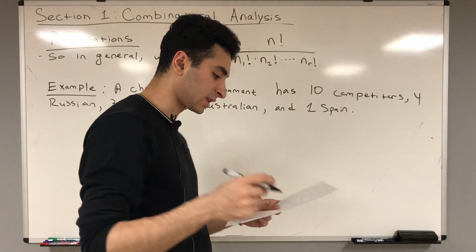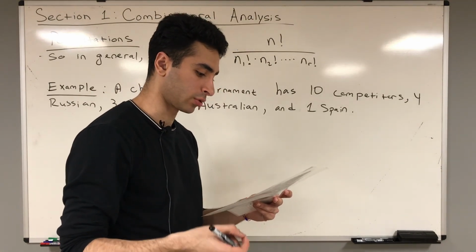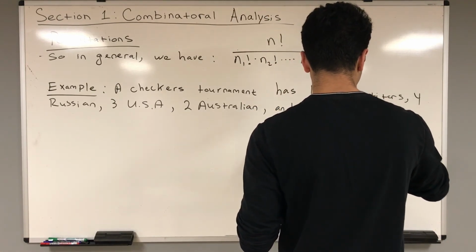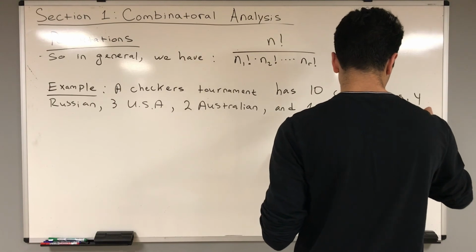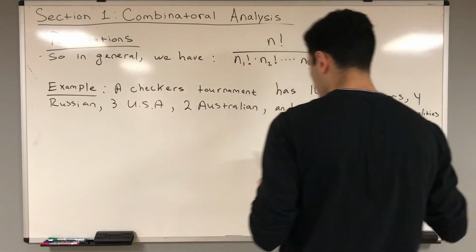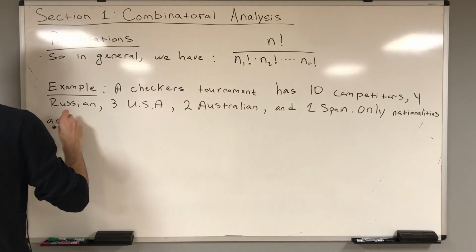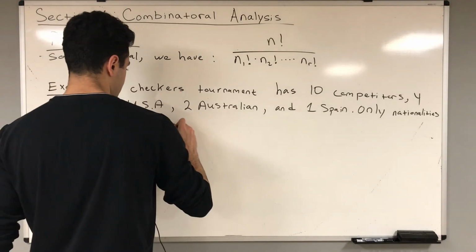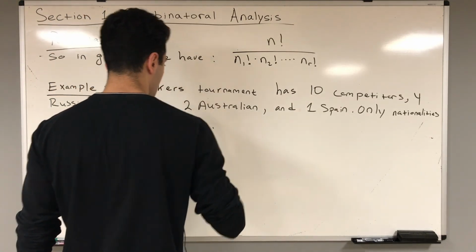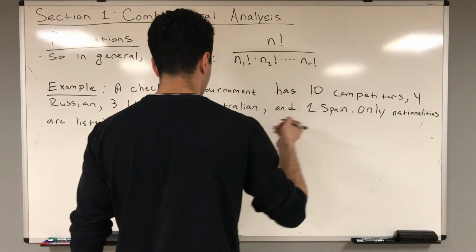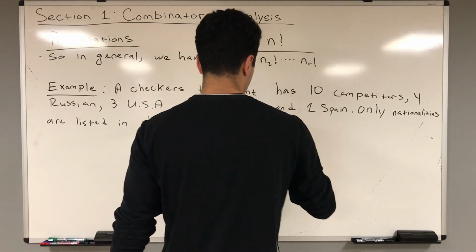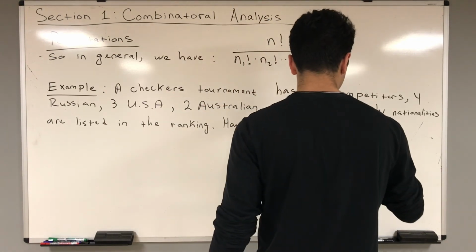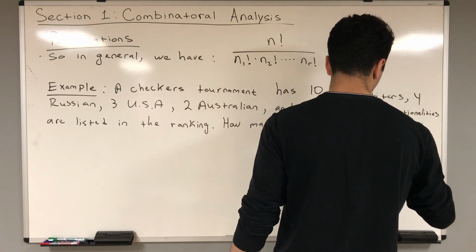If the tournament result lists just the nationalities of the players in order in which they played, how many outcomes are possible? So only nationalities are listed in the ranking. How many different outcomes are possible? How many different permutations are possible?